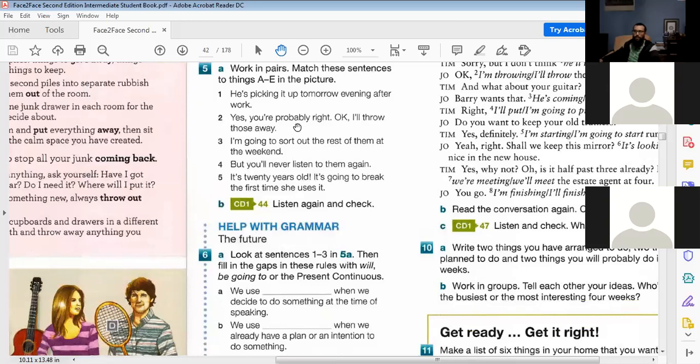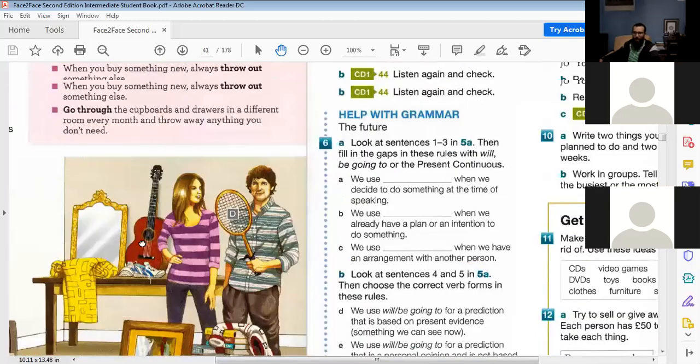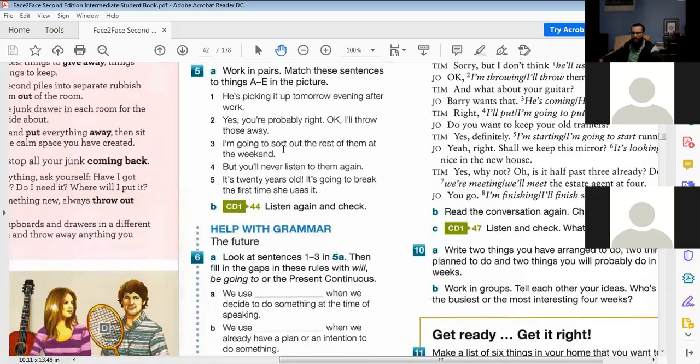Yes, you're probably right. Okay, I'll throw those away. About letters. The letters. So this means C. Okay, let's write it. I think you're right, actually, Malak. All right, so number two, C. What about number three?